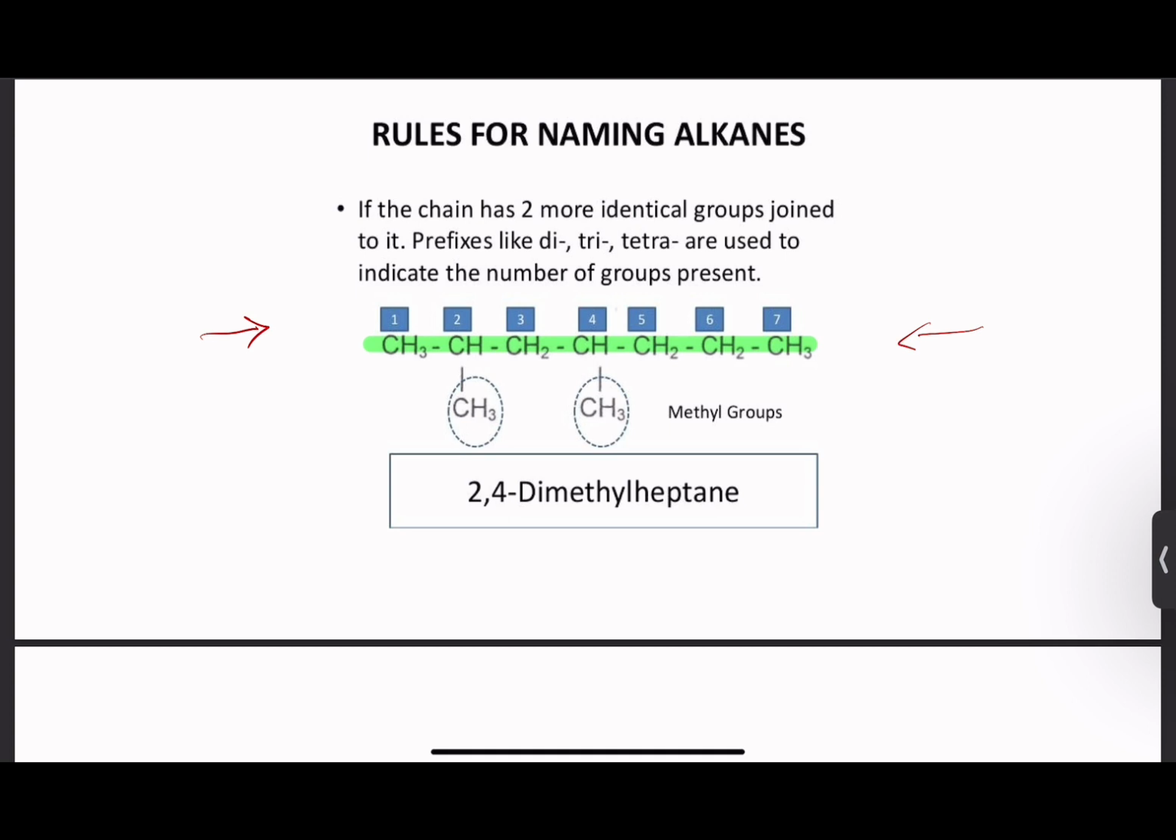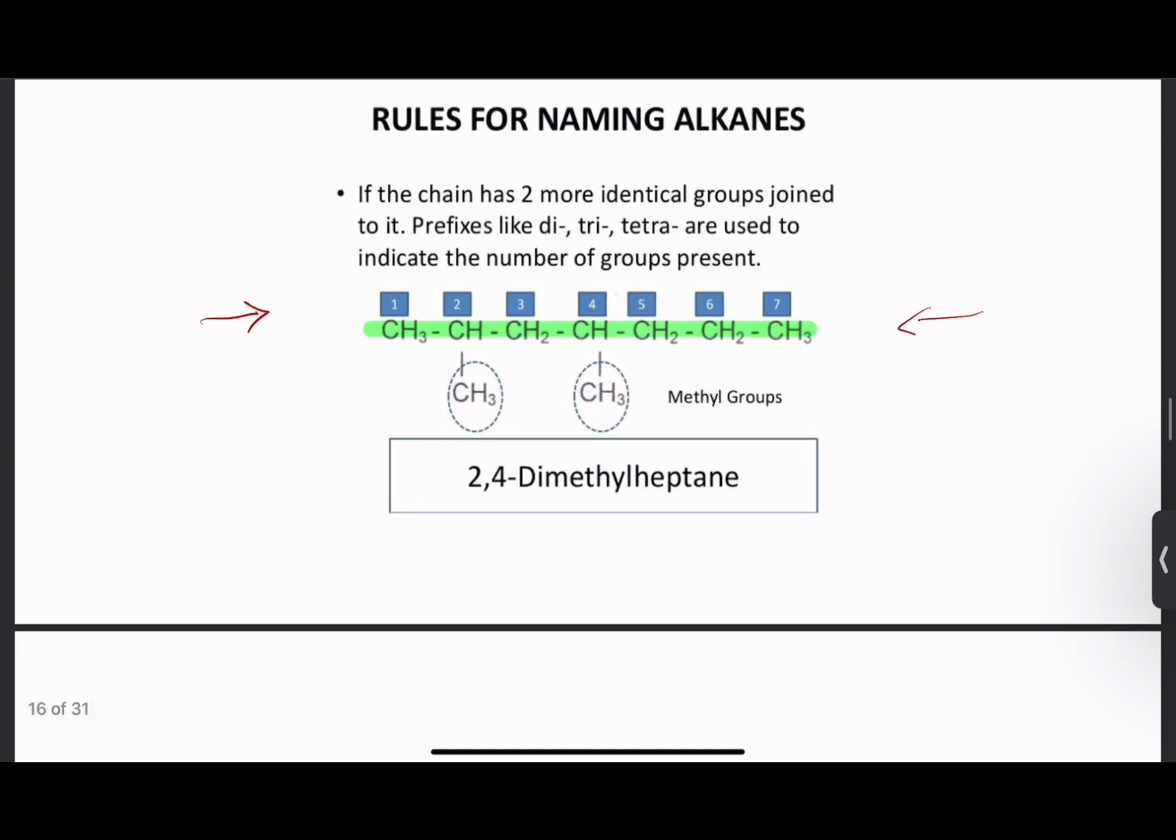If you look at here, if I start from left to right, I have my branches on second and fourth carbon, okay? But if I do it from right to left, it'll be 1, 2, 3, 4, 5, 6, 7. So in this case, it'll be 4, 2, 4, 6. But if I go from left to right, it is 2 and 4. So of course I'm not going to choose this guy because I want the smallest number possible.